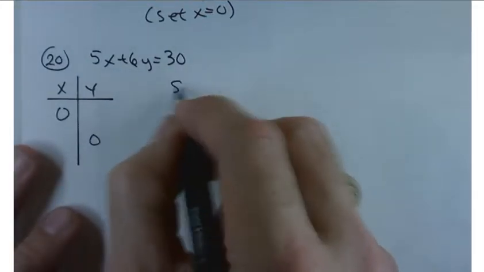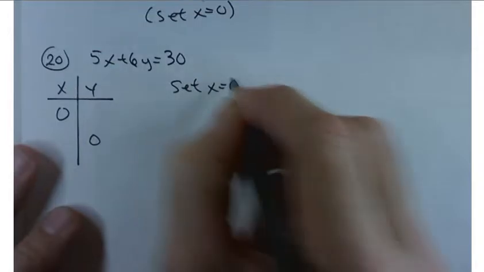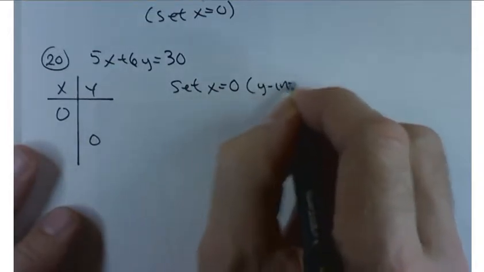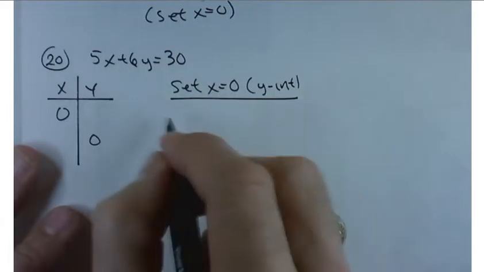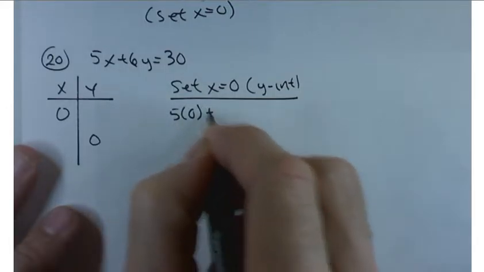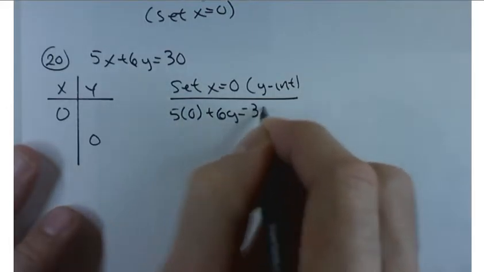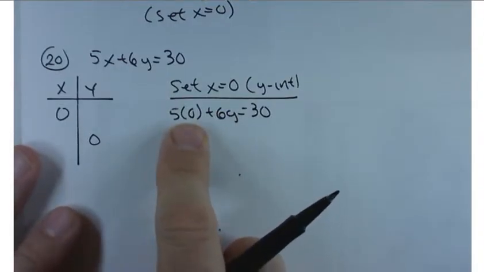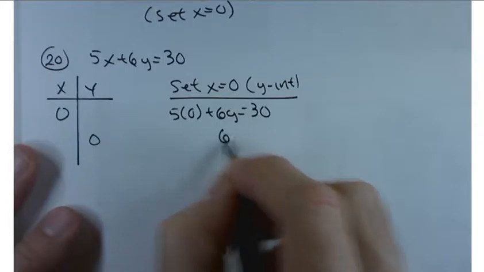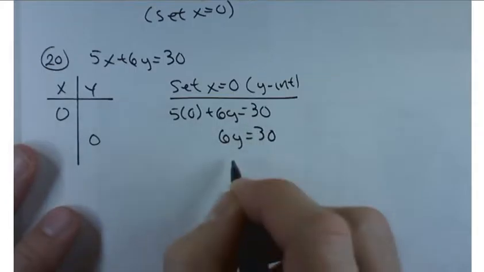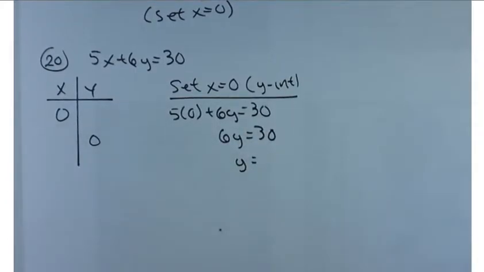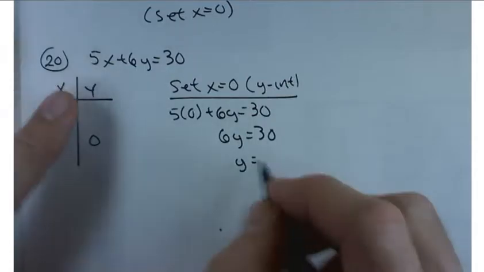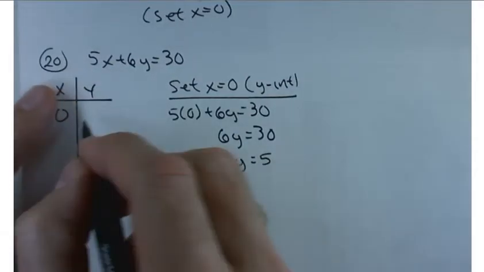If I set x equals 0, I'm going to find the y-intercept. So 5 times 0 plus 6y equals 30. 5 times 0 is 0, so this equation is just 6y equals 30. What does y equal? y is 5. So 0, 5.